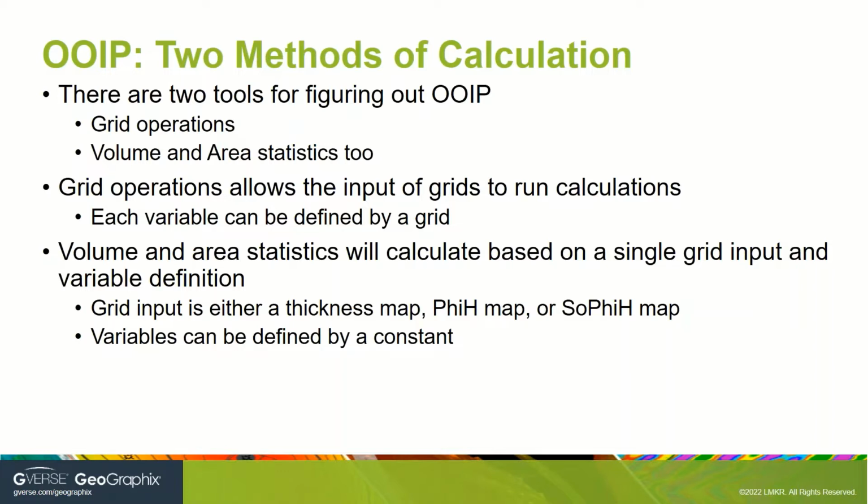The other method, the volume and area statistic tool, calculates based on a single grid input and variable definition. So for this one we're going to run through a SoPhiH grid to calculate out some of that data and plug in a couple of variables.